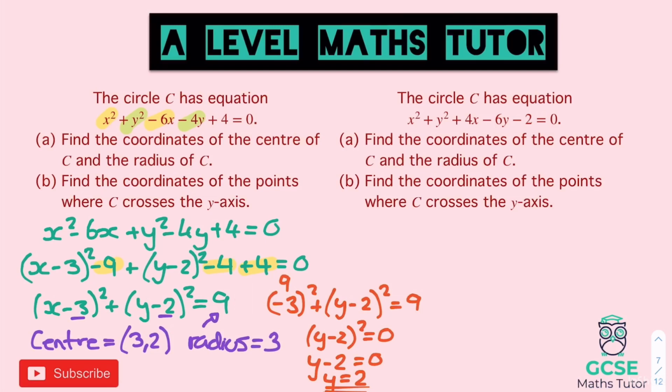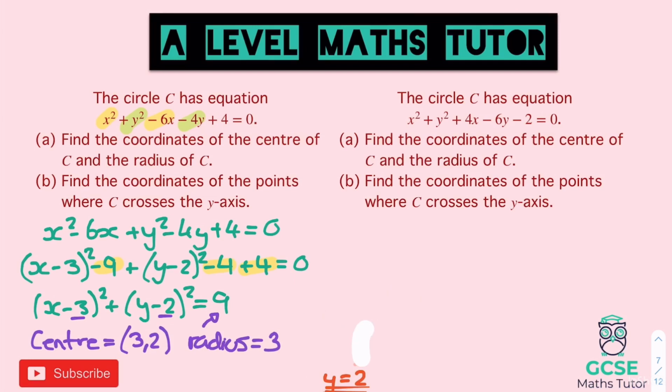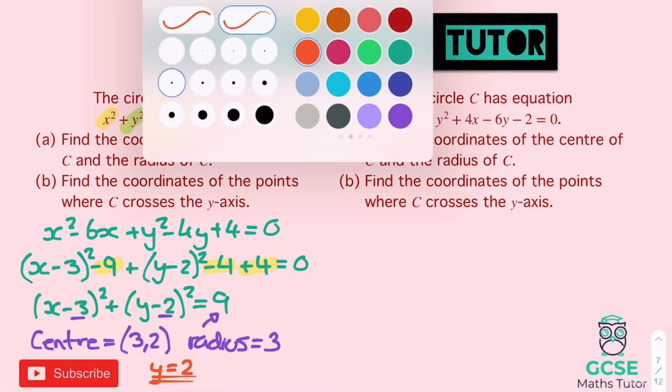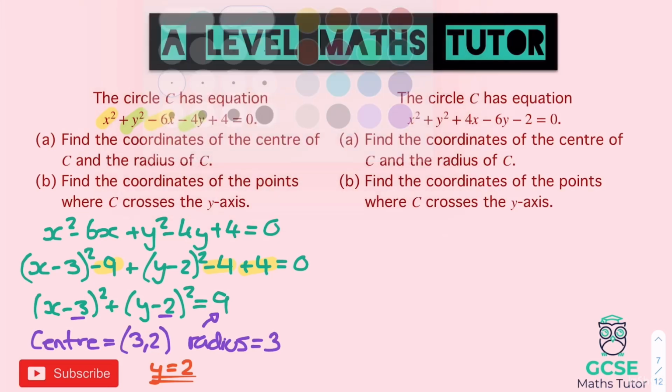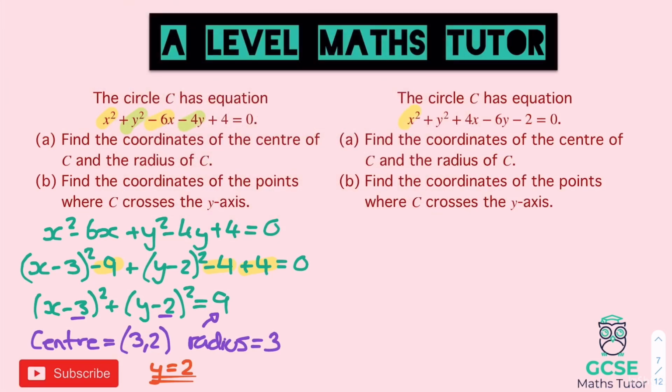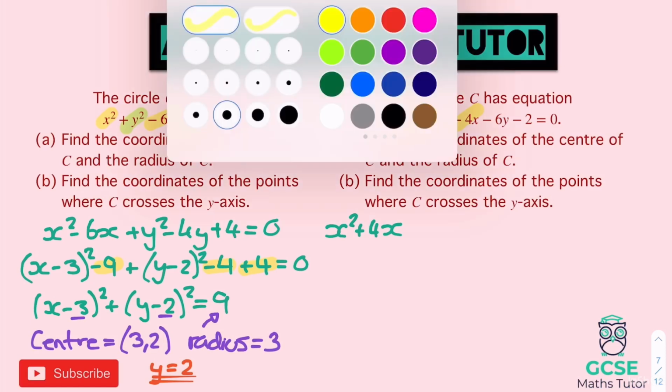Let's get rid of all this working out. So we can have a look at this next one. So y equals 2, and there's the final part for our question there. Okay, so for this next one, let's see what we've got this time. Right, so we have x squared plus 4x. So let's just group those together. So we have x squared plus 4x. And then what do we have in terms of the y's?